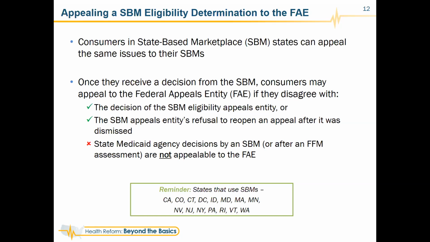And then once you receive a decision on your appeal from your state-based marketplace, you can appeal to the Federal Appeals Entity if you think this state marketplace decision was wrong. There is one exception to this. It's listed on this little red X here on the slide, that if you are contesting Medicaid determinations or CHIP determinations, those aren't going to come up to the Federal Appeals Entity. Those are going to stay in your state. You'll appeal to your Medicaid agency. And if you disagree with the Medicaid agency's decision, then you'll have what's called a fair hearing. And again, you'll have to look at your state processes for that.